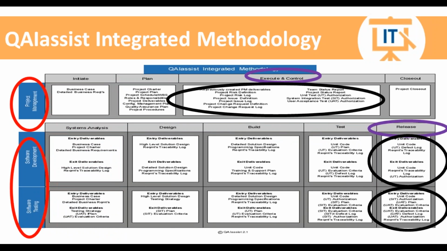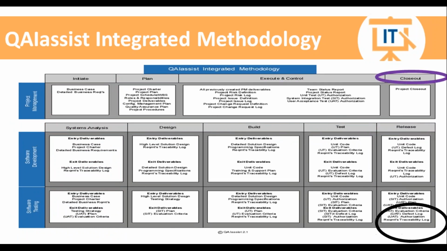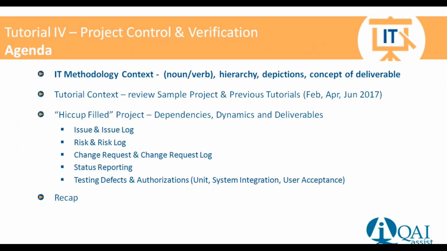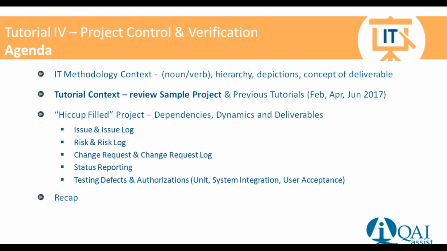And upon completion of that one iteration, we're going to close out the project. Now, that's different than when we're talking about the agile techniques, in that we could do multiple iterations of the software development and software testing lifecycle, depending on the amount of functionality that we're going to be delivering. Okay, that gets us to a quick review of all the previous tutorials.